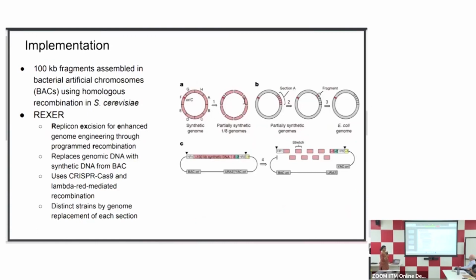The segments that they separate from the genome are further segmented into 100 kb fragments, and these fragments they put together using bacterial artificial chromosomes, and they assemble it inside yeast, and they use a method called REXER, which is replicon excision for enhanced genome engineering through programmed recombination. Here, this method is used for replacing the synthetic genome into the bacteria. And it involves CRISPR-Cas9 and lambda-mediated recombination. And using this REXER, they have generated 7 strains having only one section replaced by the synthetic DNA.